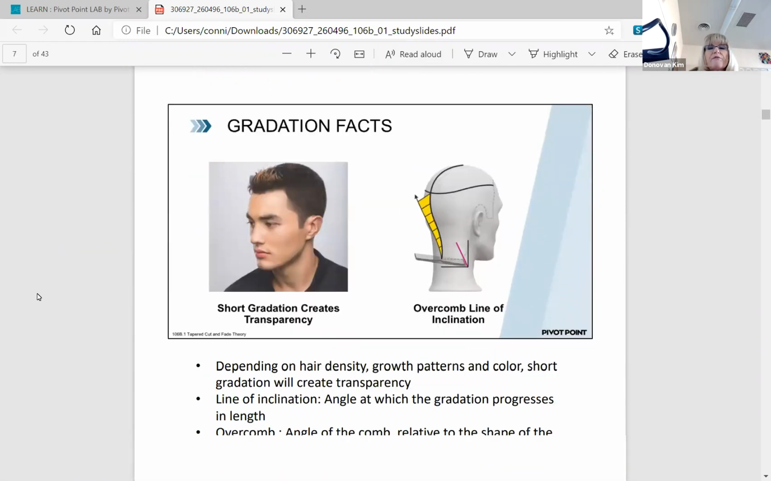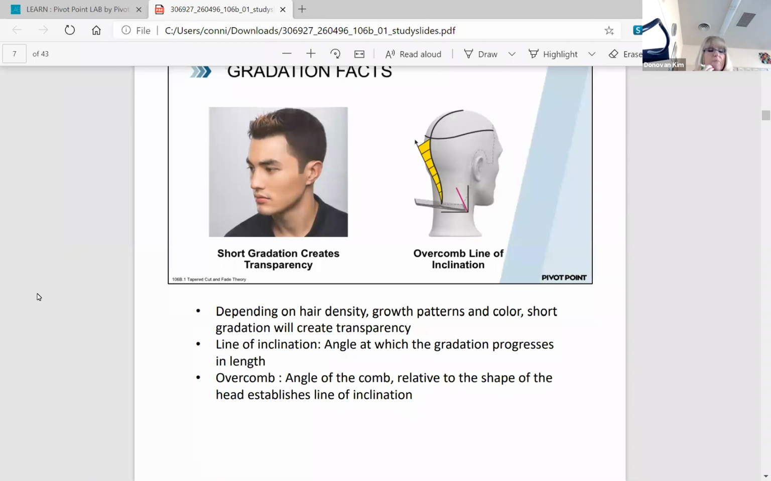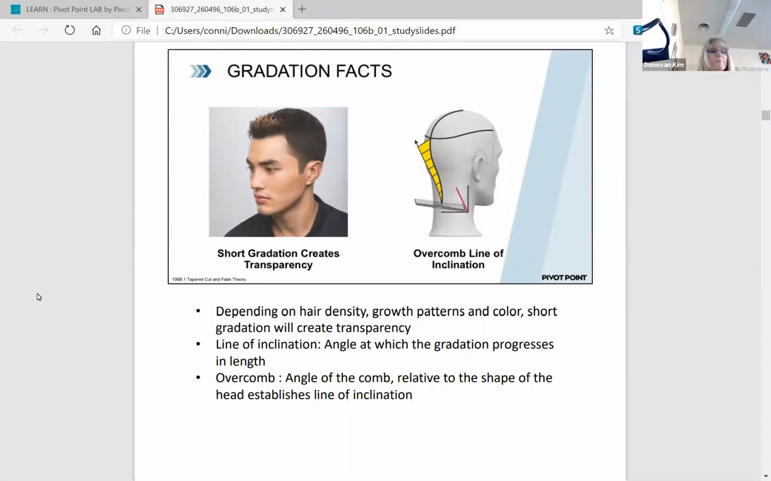So here are some facts about gradation. The shorter the gradation, the more transparency you're going to see. The line of inclination is that line of progression as it fades up or tapers up. That line that it goes by is called the line of inclination.